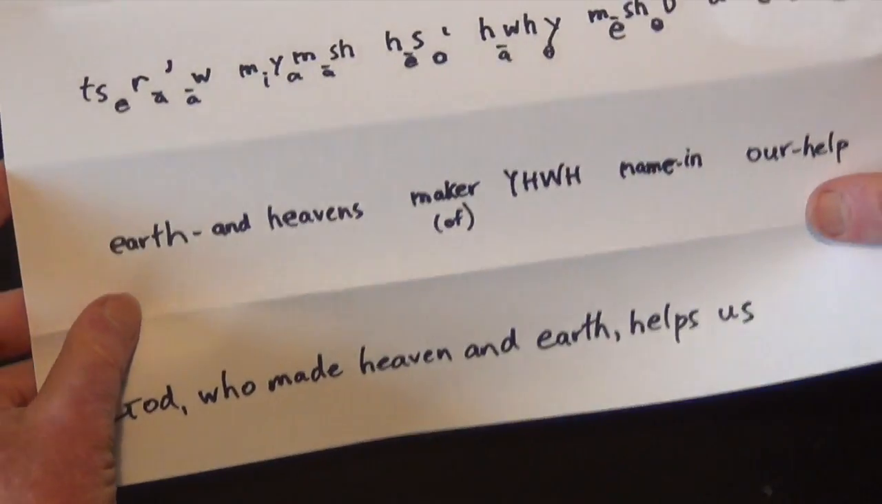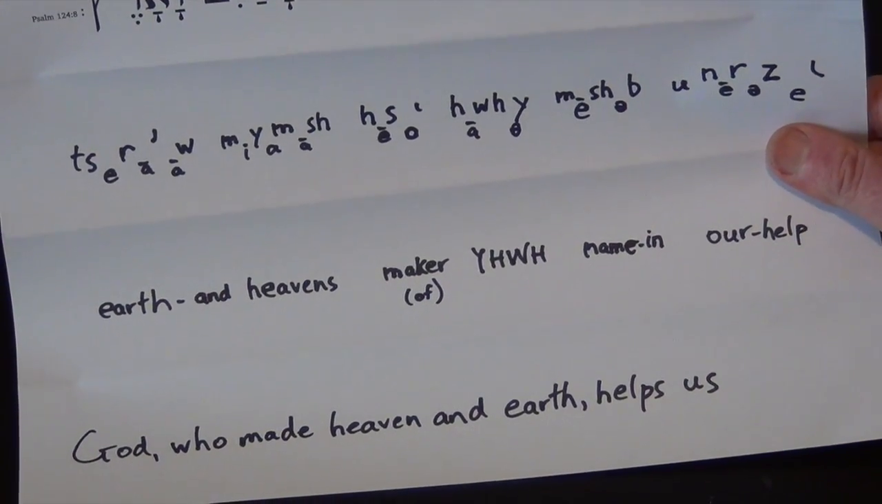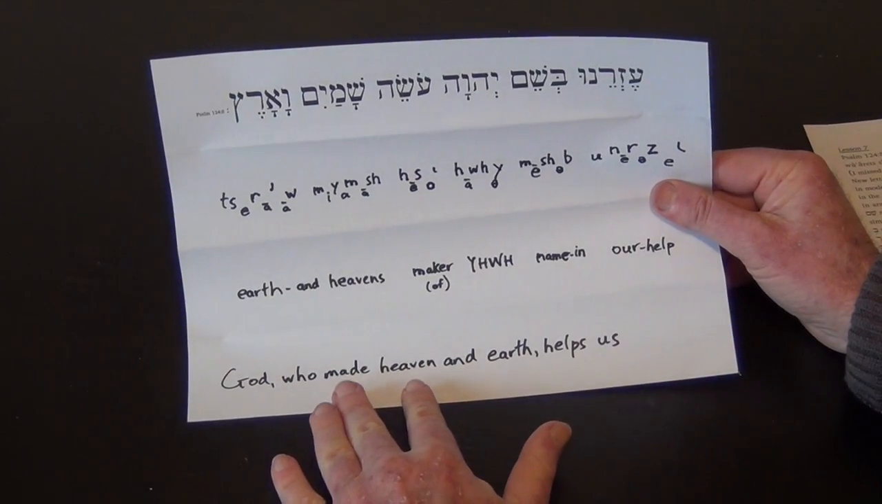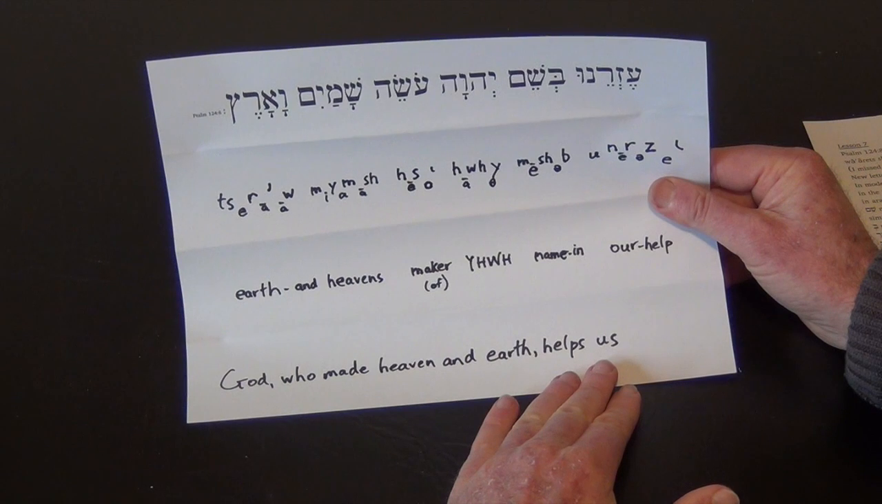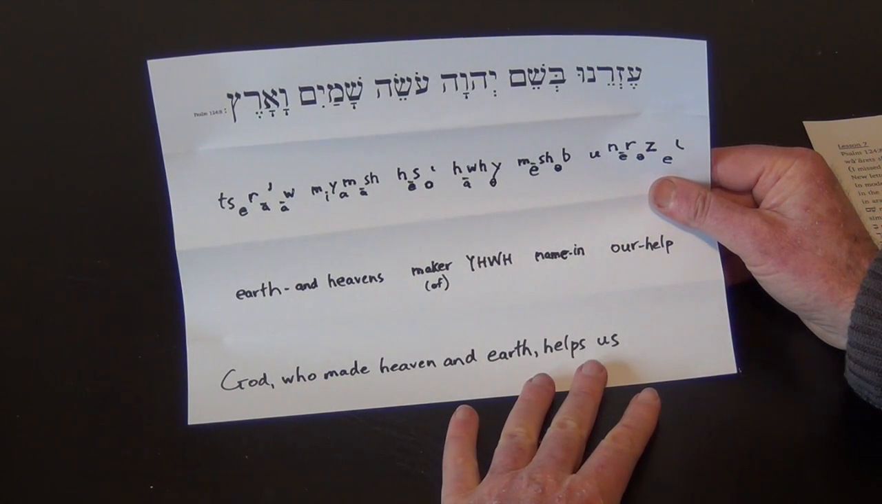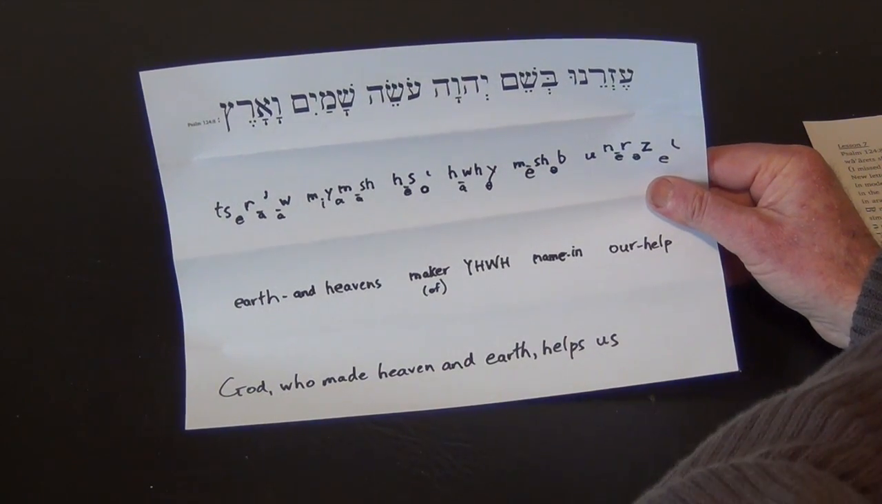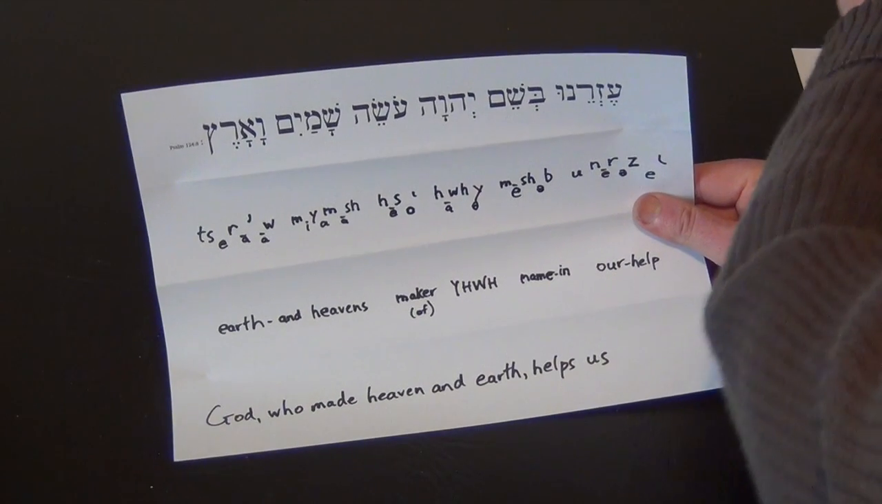So here's my translation. I've changed it around a little bit in my translation. God, who made heaven and earth, helps us. So I put this part first and that part second. It seems to flow a little bit better to me in English. But you can do it your way if you like.